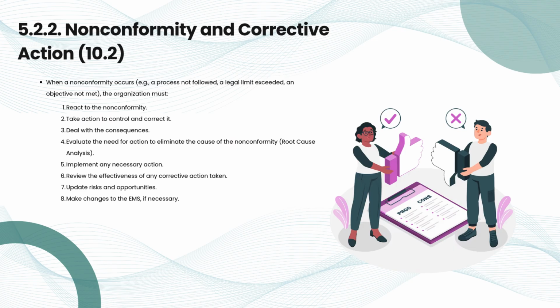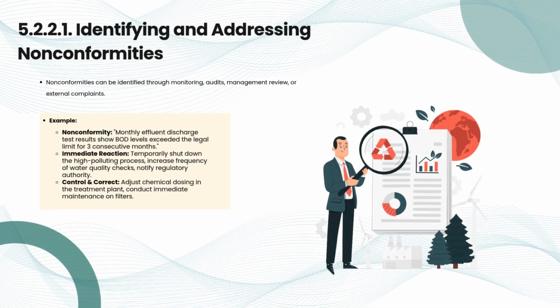This leads us to root cause analysis. Implement any necessary corrective action. Review the effectiveness of that corrective action. Update risks and opportunities in light of what was learned. And finally, make changes to the EMS if necessary to prevent recurrence. Identifying and addressing nonconformities happens through various channels. Our monitoring, internal and external audits, management reviews, or even external complaints.